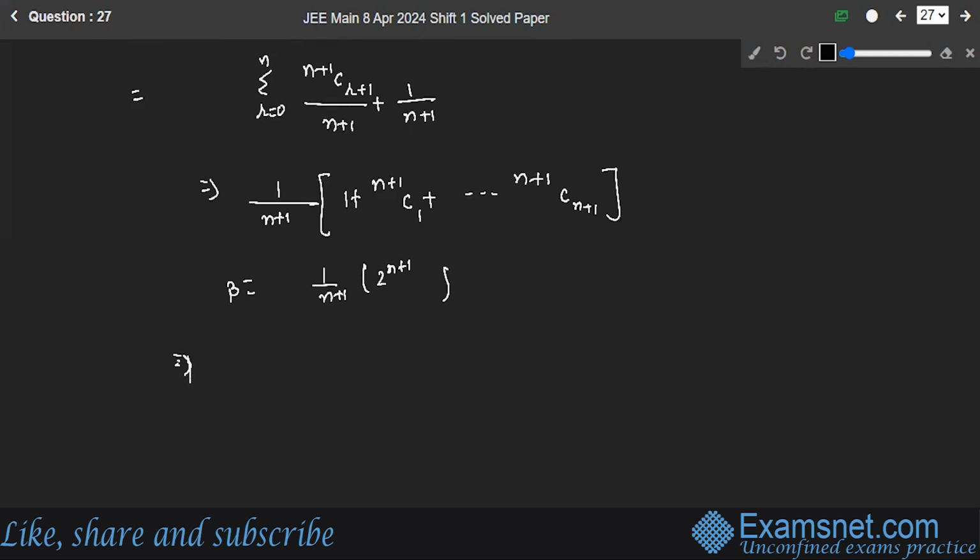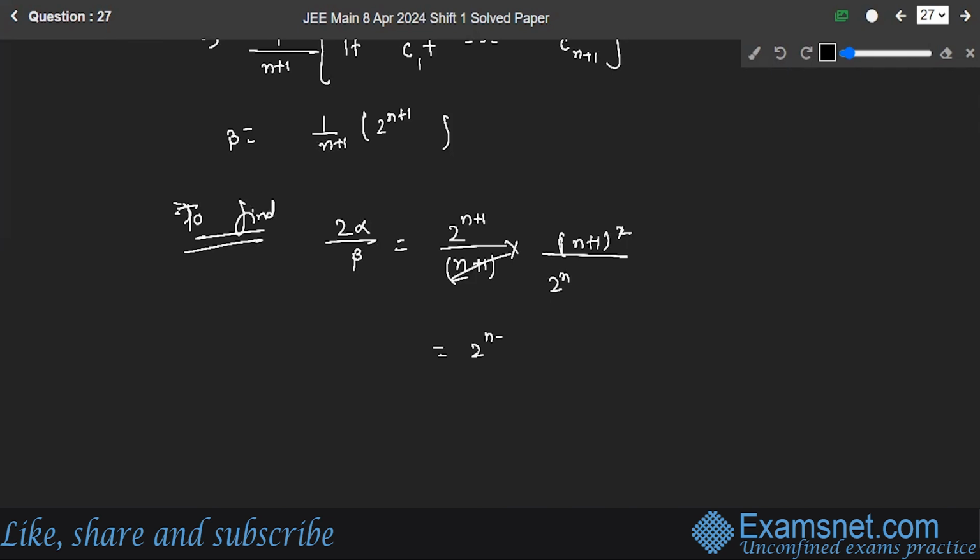You have to find out 2 alpha upon beta. So this is equal to 2 raised to power n plus 1 upon n plus 1. And what is your beta? That was equal to 1 upon 2 power n, and this will be over here. So this and this will cancel, and you will have 2 power n plus 1. And this will give you minus n into 1 plus n. Or this will be 2 into 1 plus n.